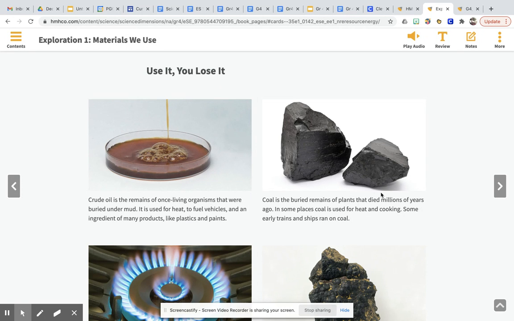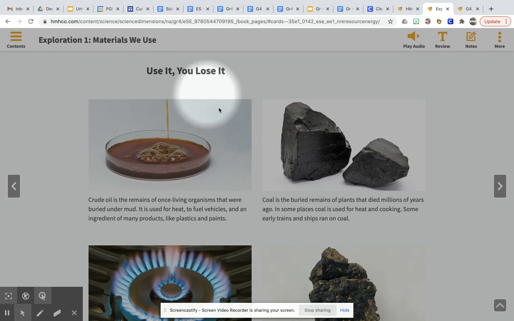Our first picture is of crude oil. Crude oil is the remains of once living organisms that were buried under the mud. And so here's our picture of crude oil. This is used for heat, to fuel vehicles, and as an ingredient of many products like plastics and paints. I'm going to suggest that you pause and take a look at your graphic organizer and see if there is anything that you can add about crude oil.